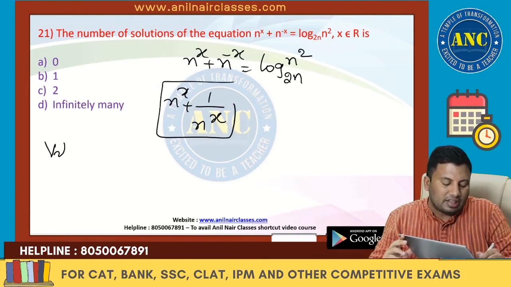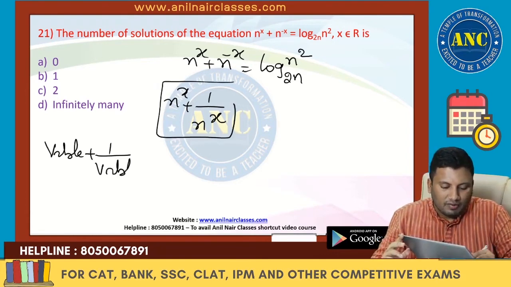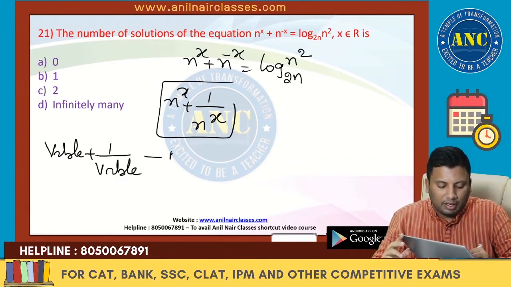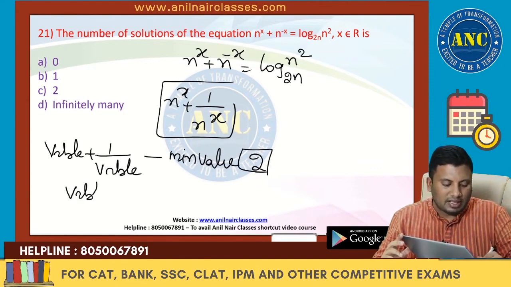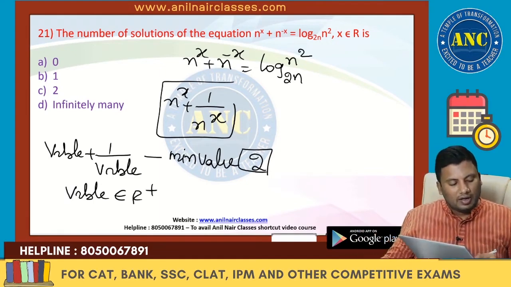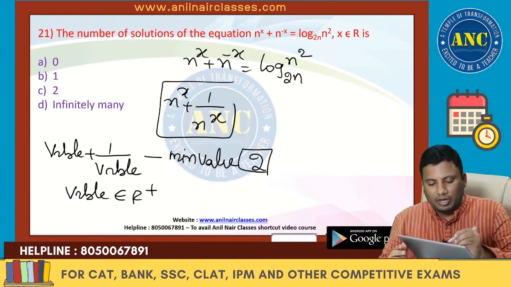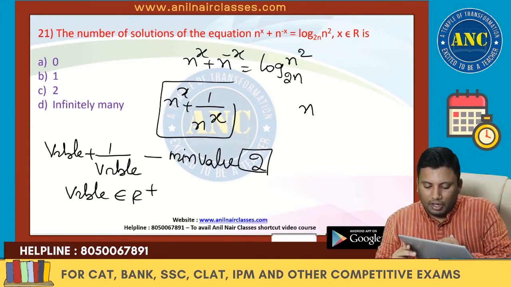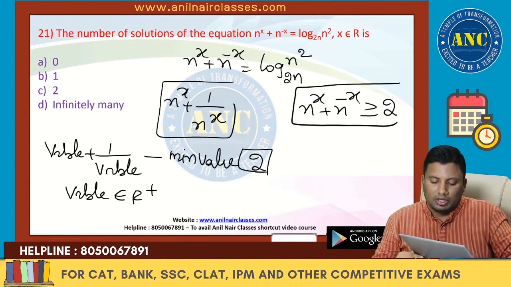Already we discussed in the maxima and minima of progressions, variable plus 1 by variable: the minimum value will always be 2 if the variable is a positive real number. That means n^x + n^(-x) will always be greater than or equal to 2. Now let us see.